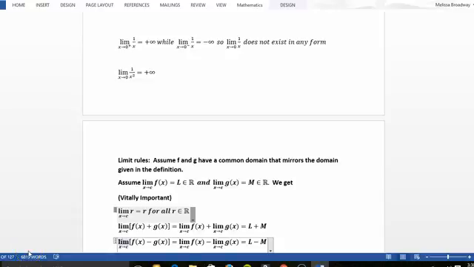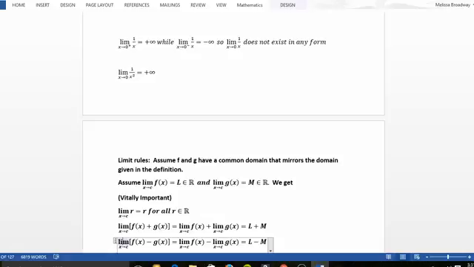Hello, let's go over the limit rules. Assume that f and g have a common domain, the same domain that mirrors the domain given in the definition. Let's just assume that D is a sensible domain and that c is a sensible point in that domain. Let's assume that the limit as x goes to c of f(x) equals L, which is a real number, and that the g limit equals M, which is another real number.